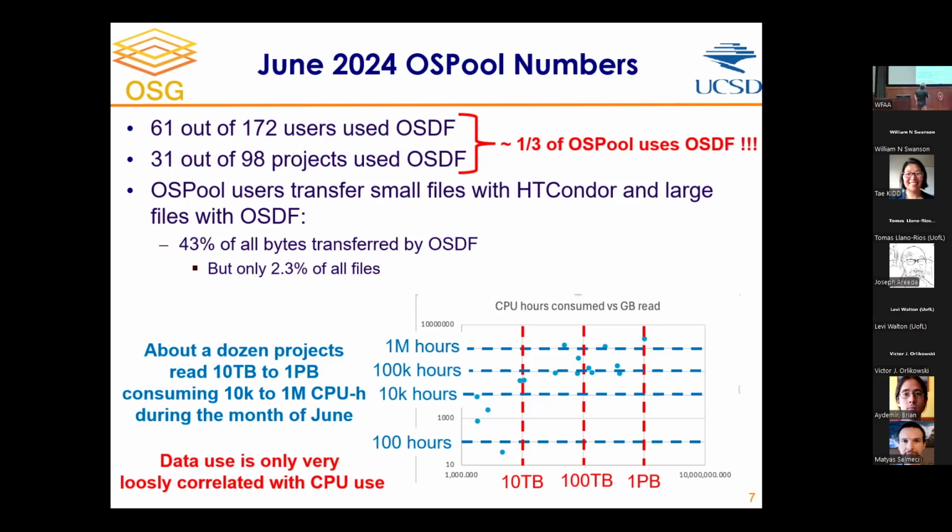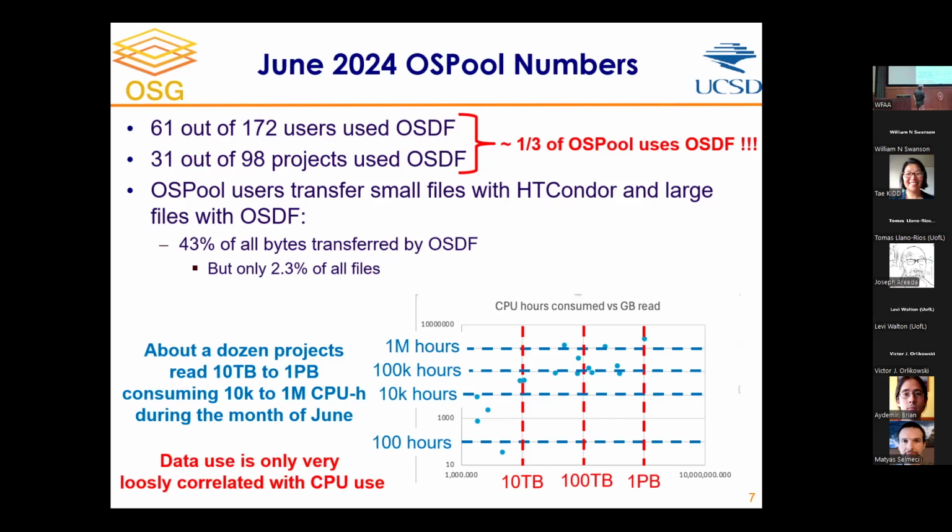And then if you look at the bytes transferred, almost 50% of all the bytes transferred in the OS pool are actually transferred now via OSDF. That's an impressive statement, given that only a third of the users are using OSDF. But you may want to say that it's annually 2.3% out of 5 billion transfers. Yes. So it's a huge amount.